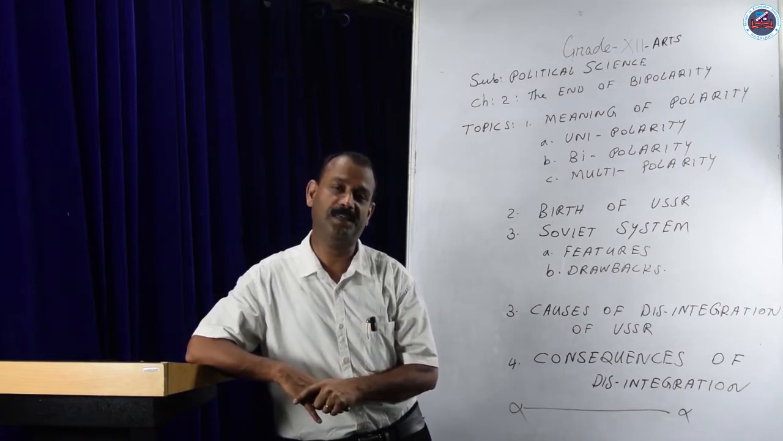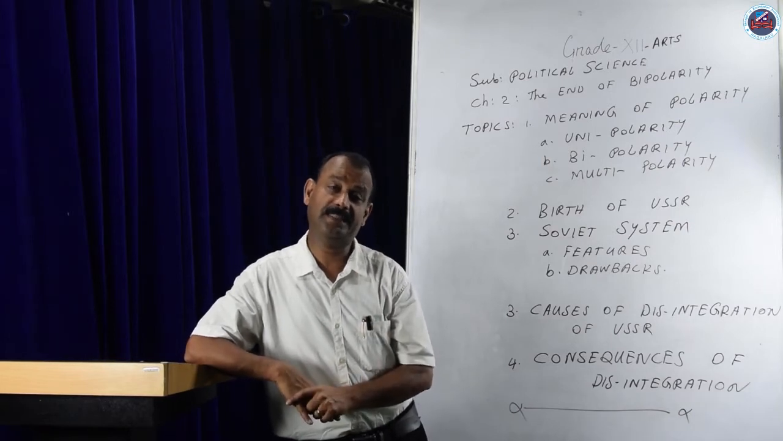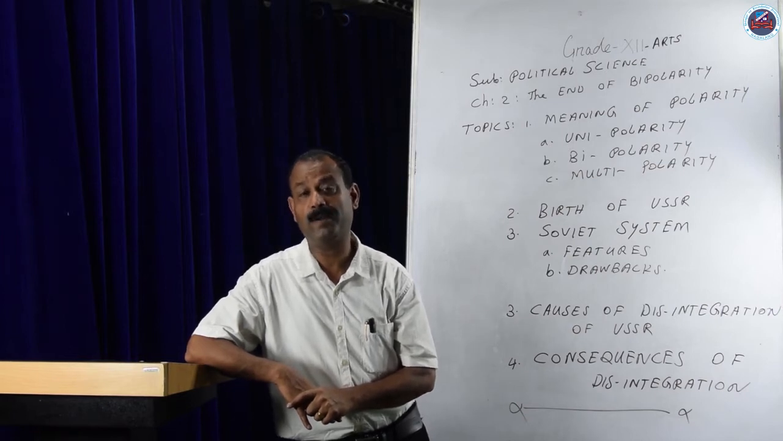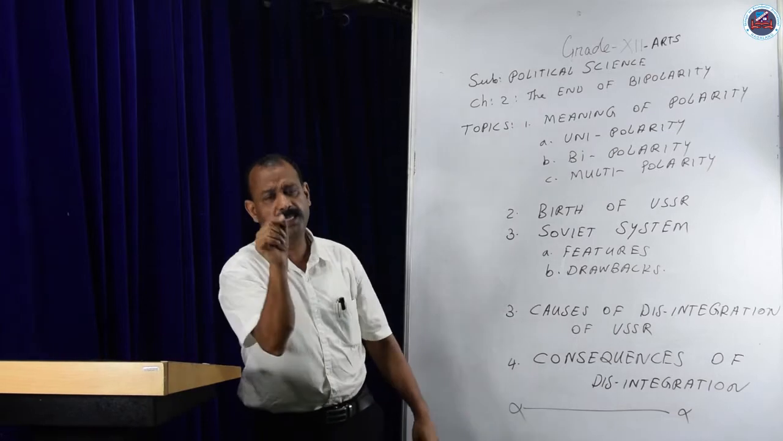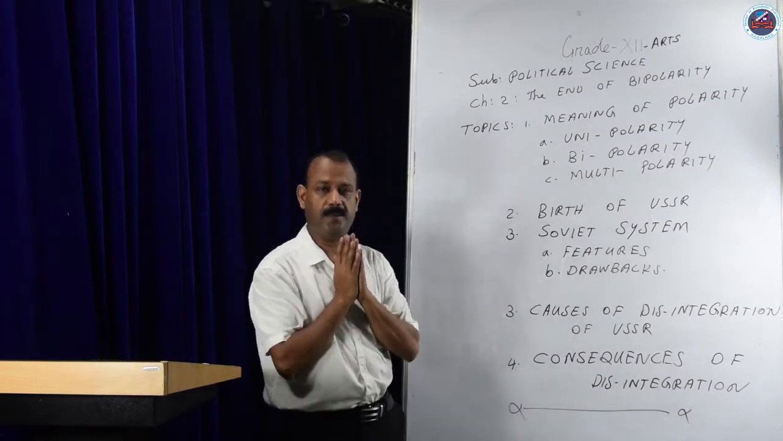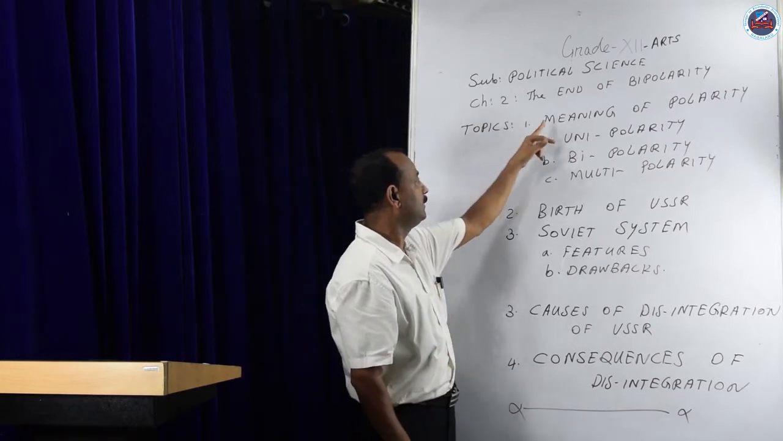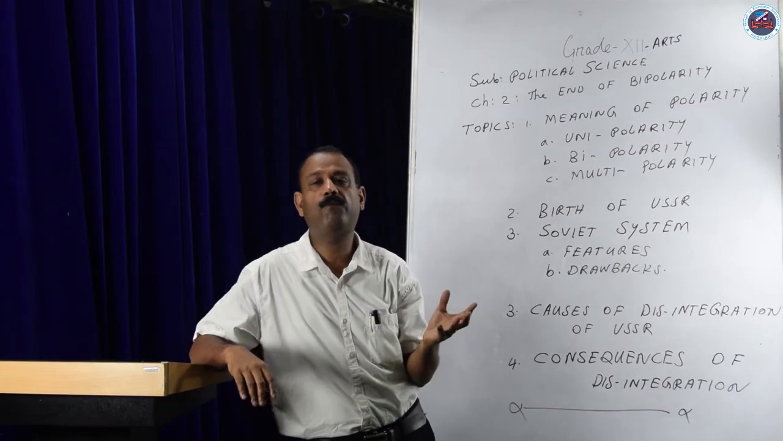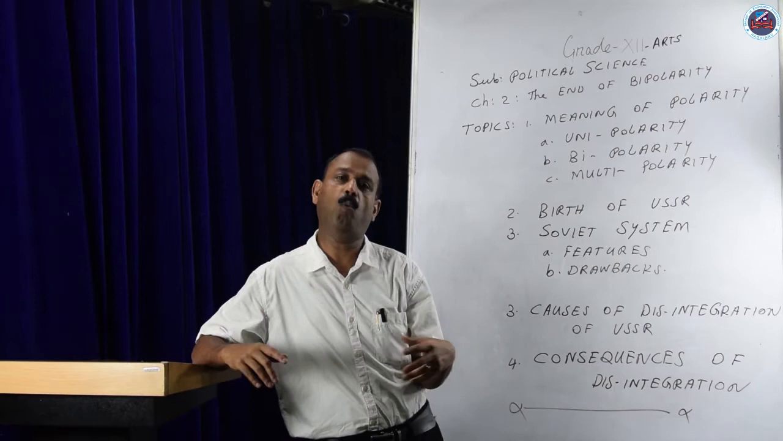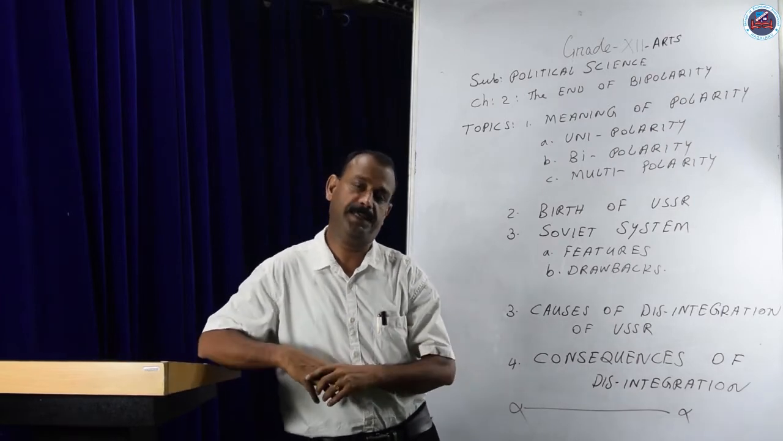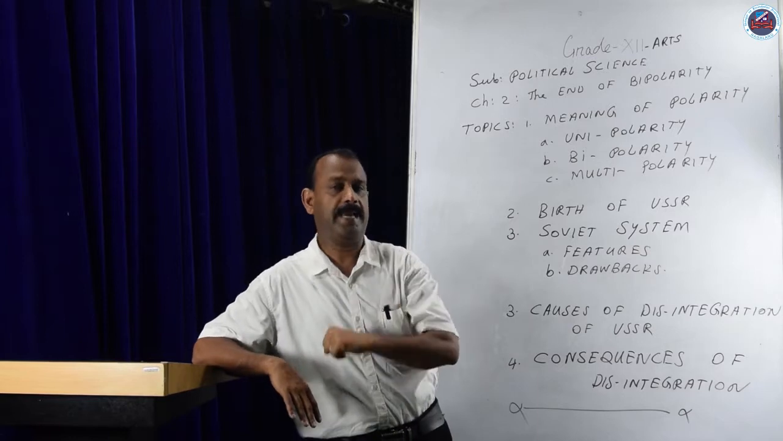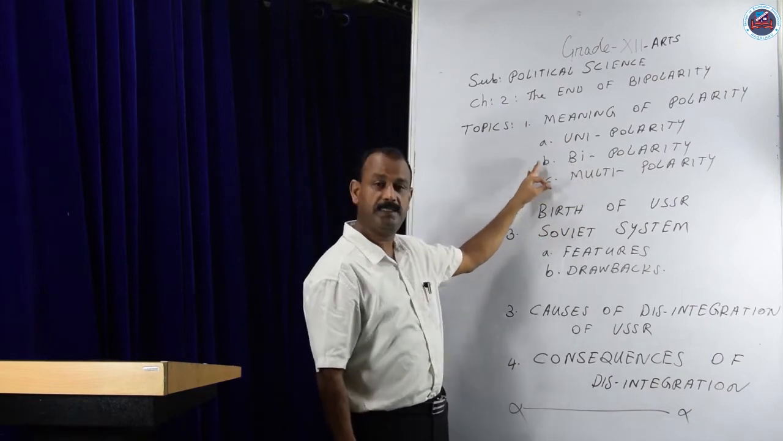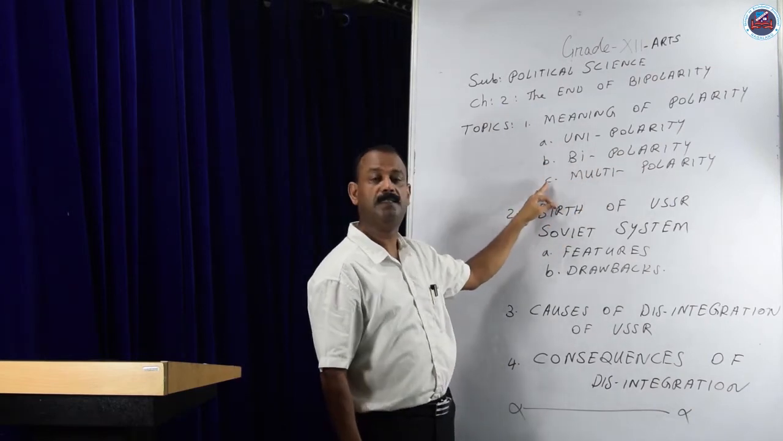So, my dear boys and girls, get ready. Let's get into a new chapter, and the name of the chapter is End of Bipolarity. In this chapter, the first topic that we are going to discuss is the meaning of polarity. In other words, what is the meaning of polarity? There are three types. The first one is unipolarity, the second one is bipolarity, and the third is multipolarity.